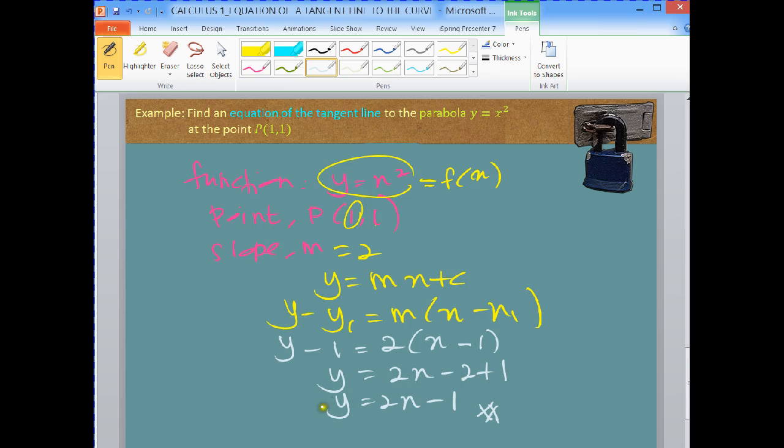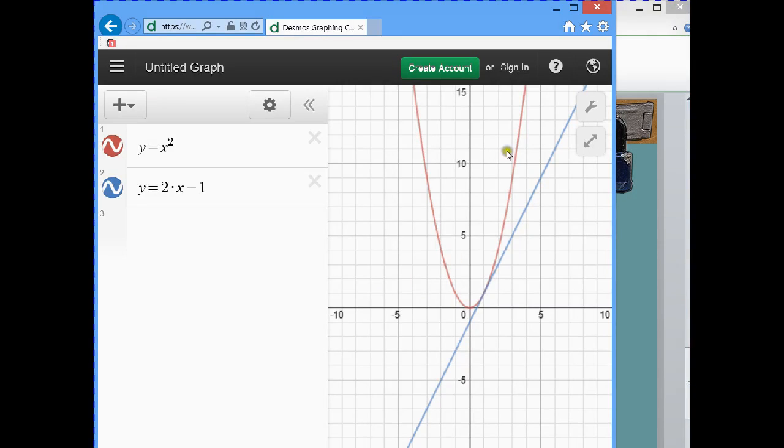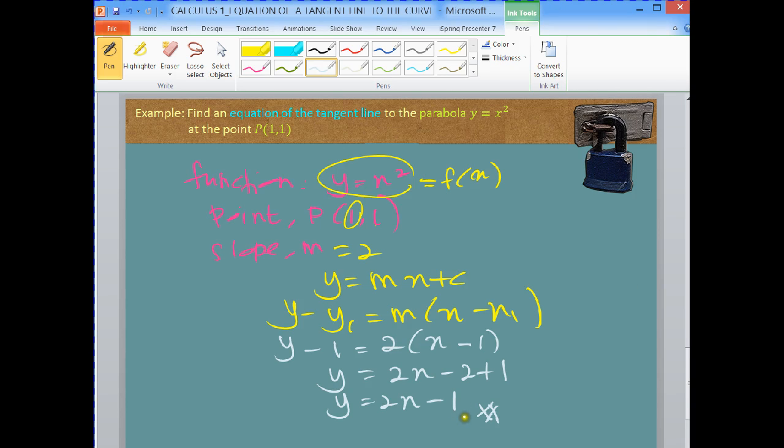So let us see the line here with the curve. So I also have the curve. So the blue line here is the equation y = 2x - 1, which is known as our tangent line to the curve y = x squared at point (x1, y1). So that's what we want. So the final answer is this.